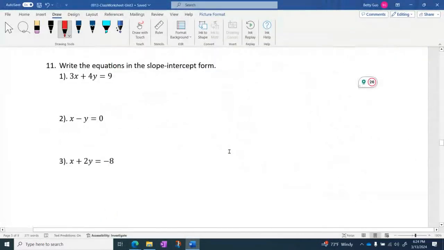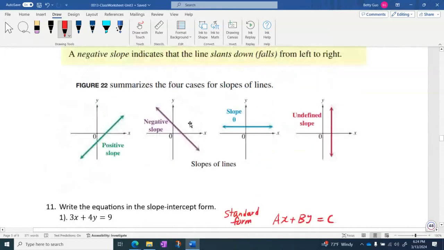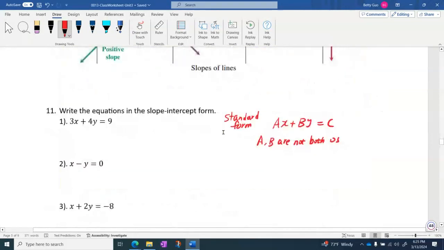Number 11. We are going to rewrite the equation in the slope-intercept form. Remember last time we learned the standard form for straight lines. The standard form of a straight line looks like this: ax plus by equals c. Remember that? A and B are not both zeros. That's the standard form. And today we are going to learn the second form, called the slope-intercept form.